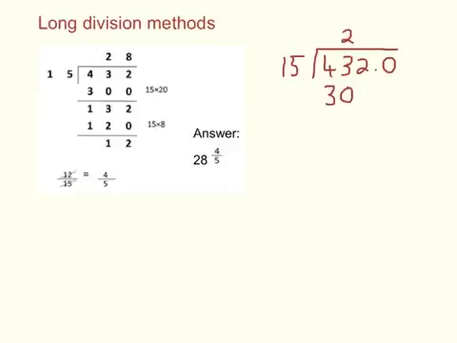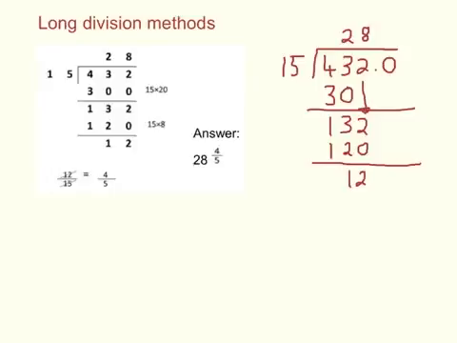I start from the left-hand side of the number. How many 15's in 43? 2, and that's 30. Take away the 30 from 43 to leave 13, and pull down the next number, the 2. How many 15's in 132? There's 8, and that's 120 to take away, leaving 12.